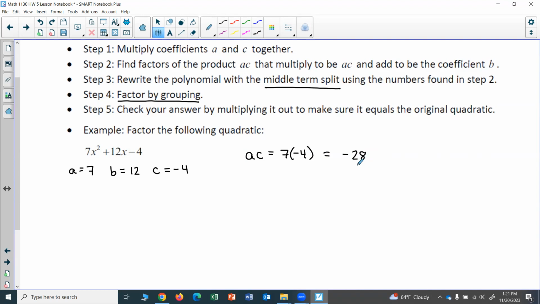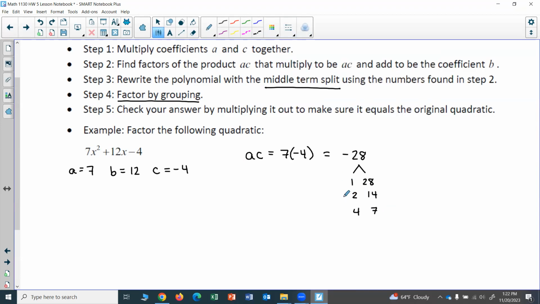So using the AC method, I'll have a times c is 7 times -4, which is -28. Now I'm looking for factors of -28 that multiply to be -28 and add to be a +12. I start by listing out my factors. I could have 1 and 28, 2 and 14. And I could go ahead and stop there because the difference of 2 and 14 is +12. If I needed to list out more factors, I could go ahead and list out the rest, 4 and 7. But I've already narrowed in on my two numbers.